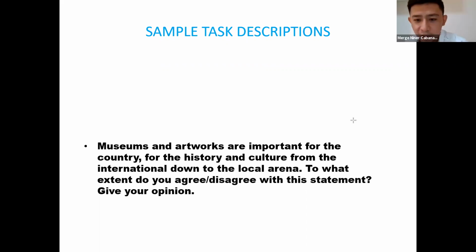What's the opposing argument? Why aren't you going to go 100% with museums and artworks being important for the country? There are a lot of factors po aside from museums and artworks that we can incorporate. What if suddenly the Philippines has put all of its effort into dealing with museums and artworks?